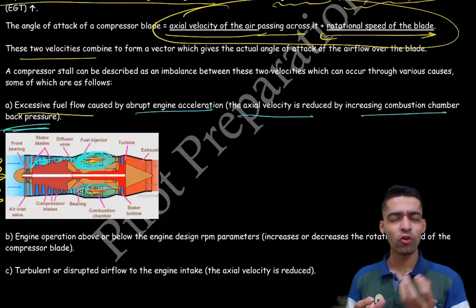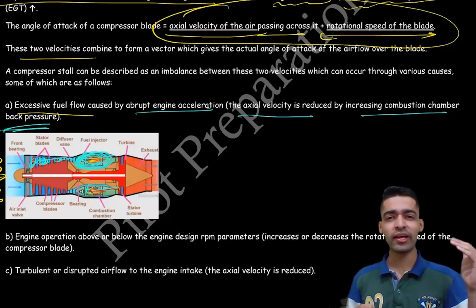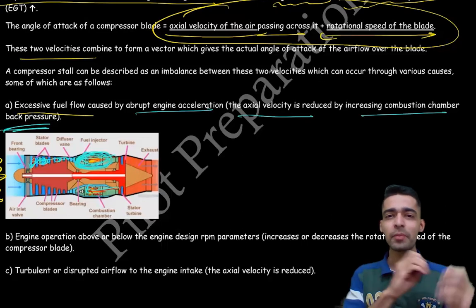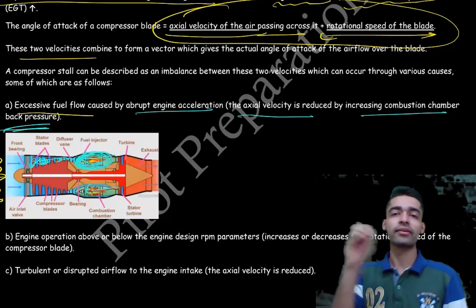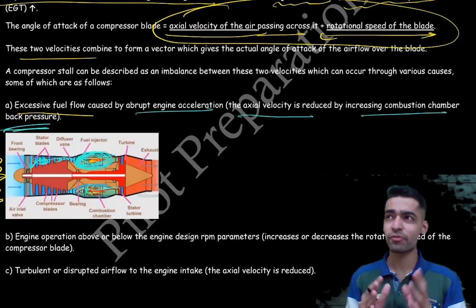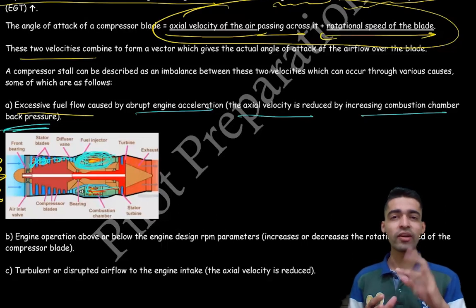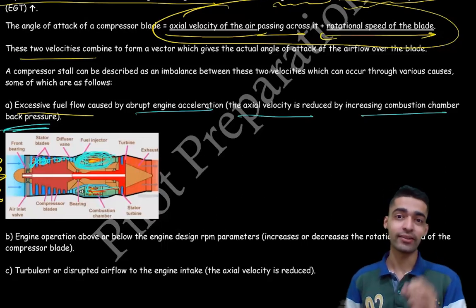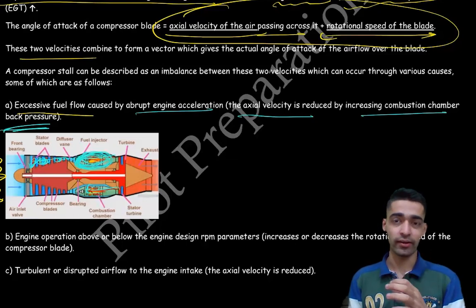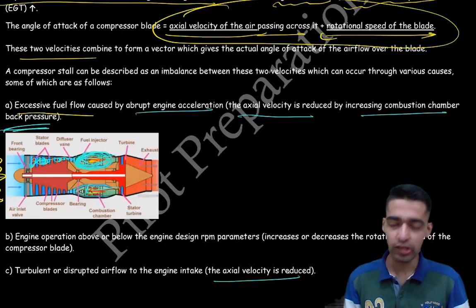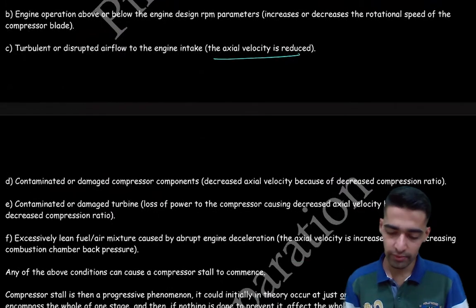Now let's come to the third part, that is turbulent or disrupted airflow to the engine intake. If there is turbulent flow from the outside, that means the air is not coming streamlined, the air particles are not coming like this, they're coming like this. They are highly turbulent. That means because of a thunderstorm or because of wind pattern changes, there is high turbulence in the air that will give us less angle of attack of the velocity, less axial velocity of air. If we get reduced axial velocity, then there could be a chance of compressor stall.